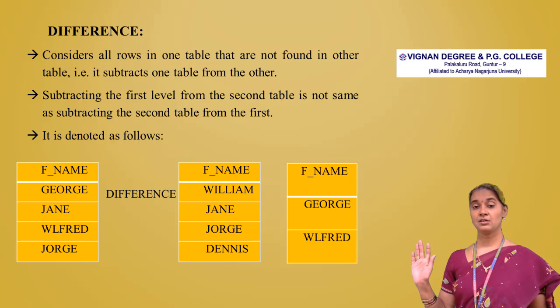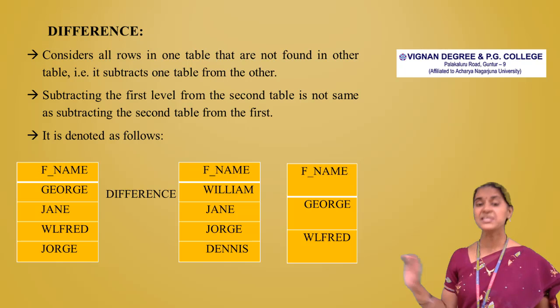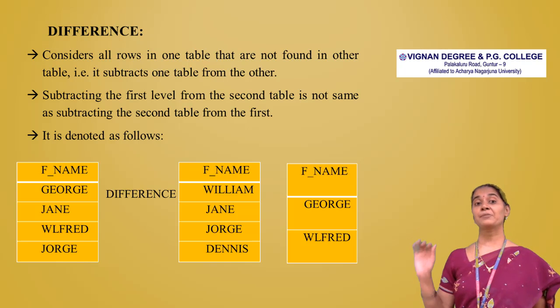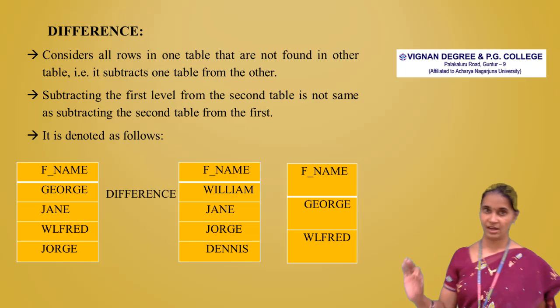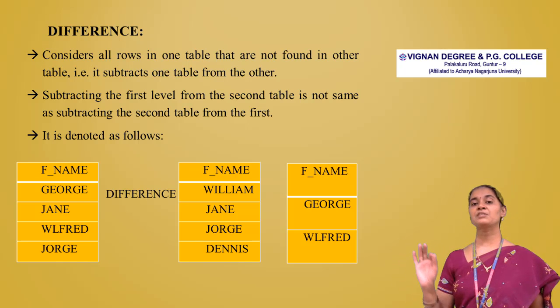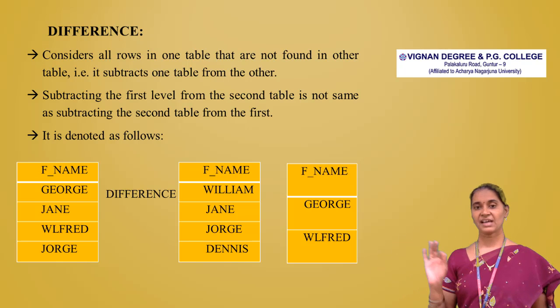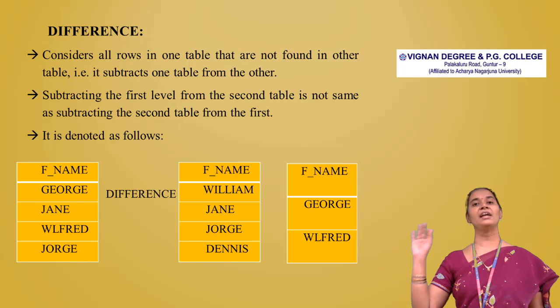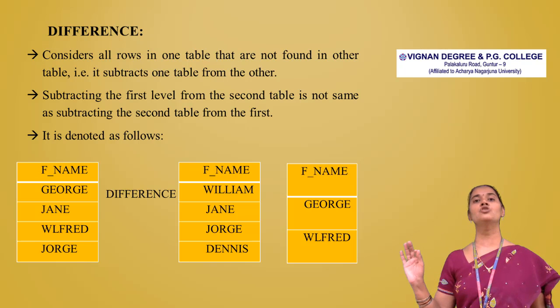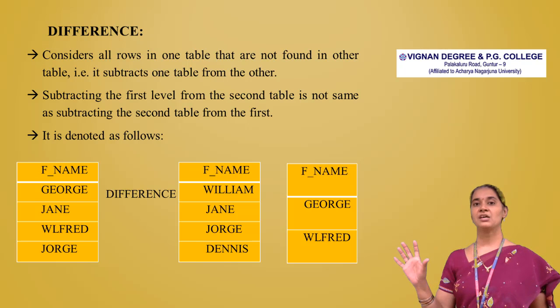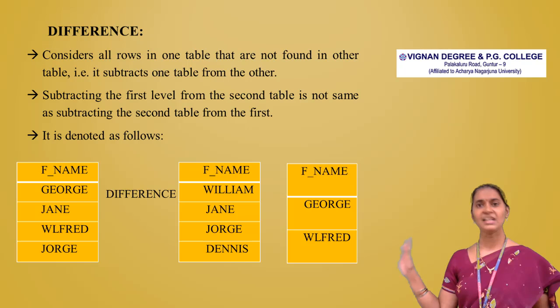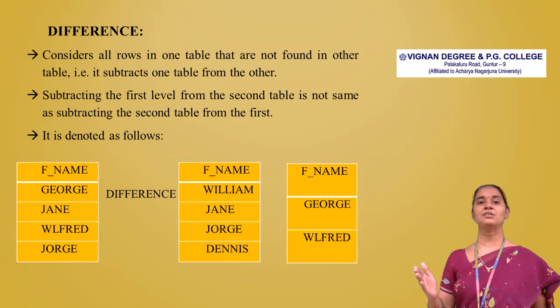What does the difference give us? It skips the common elements and displays the elements that are present in table 1. For example, if I consider two tables, table 1 and table 2, and I perform subtraction, then what does it do? It first considers the common elements that are present in both the tables. It just ignores the common elements. After that, it considers only the unique elements of table 1 and displays them as an output.